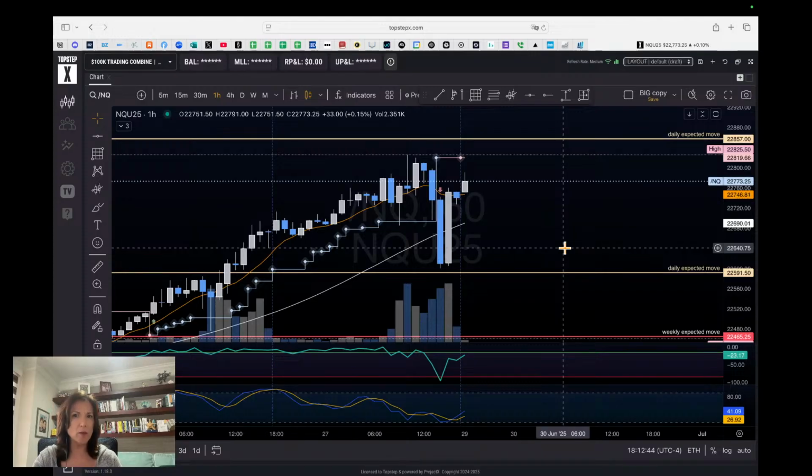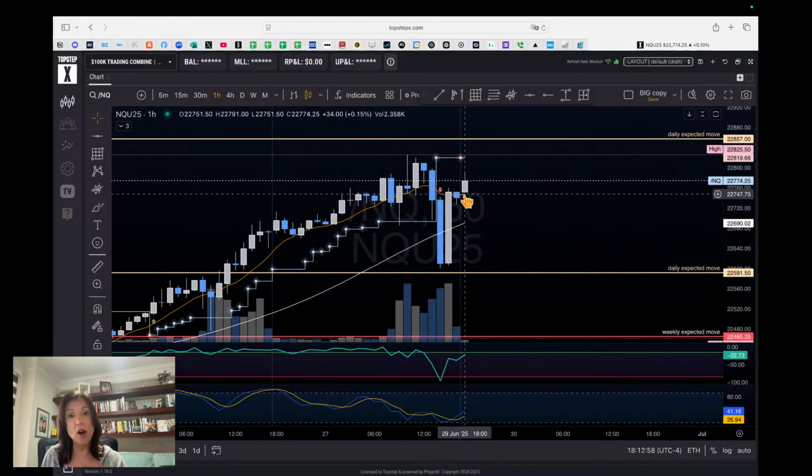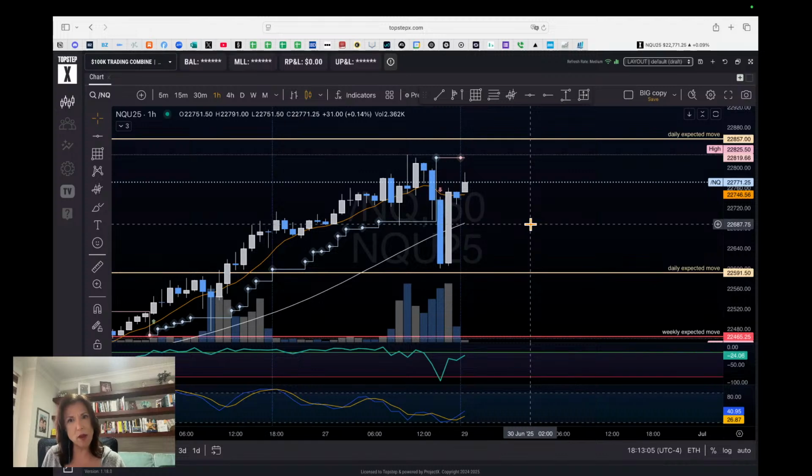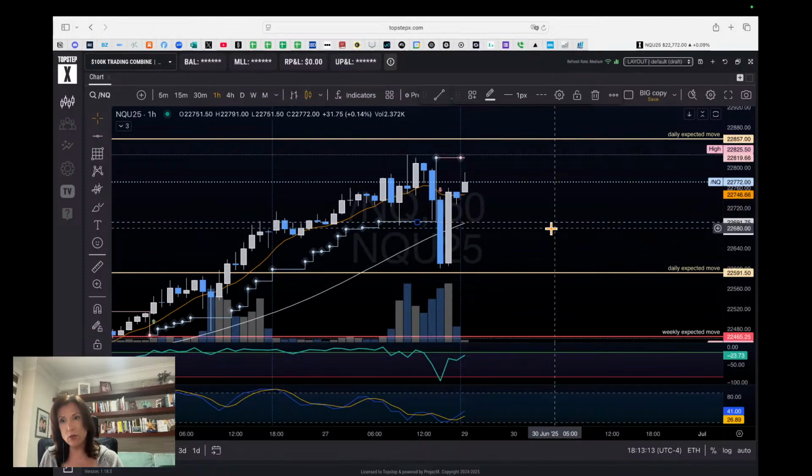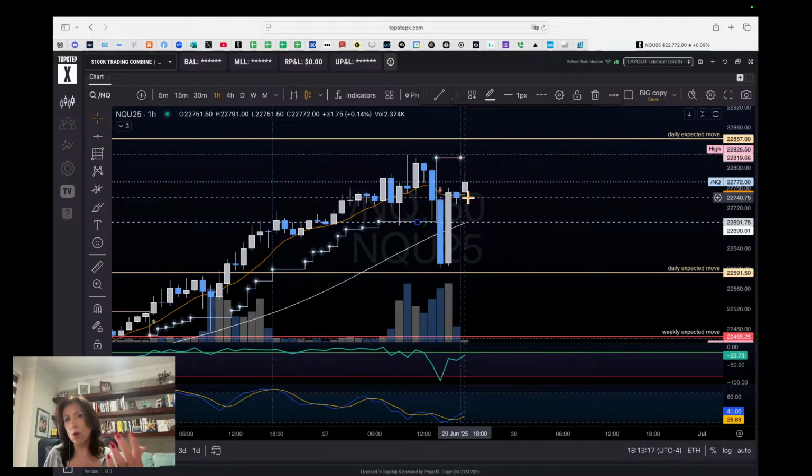I would suspect more chop, but truly, I have suspected more chop for 3, 4, 5 days. We just haven't had as much chop, a lot of bullish pressure. We are above the 8 and with an upward sloping 30. That tells us the pullbacks are buy zones. Whereas the pullback in this formation, we're going to use this line, and that's 22,691.